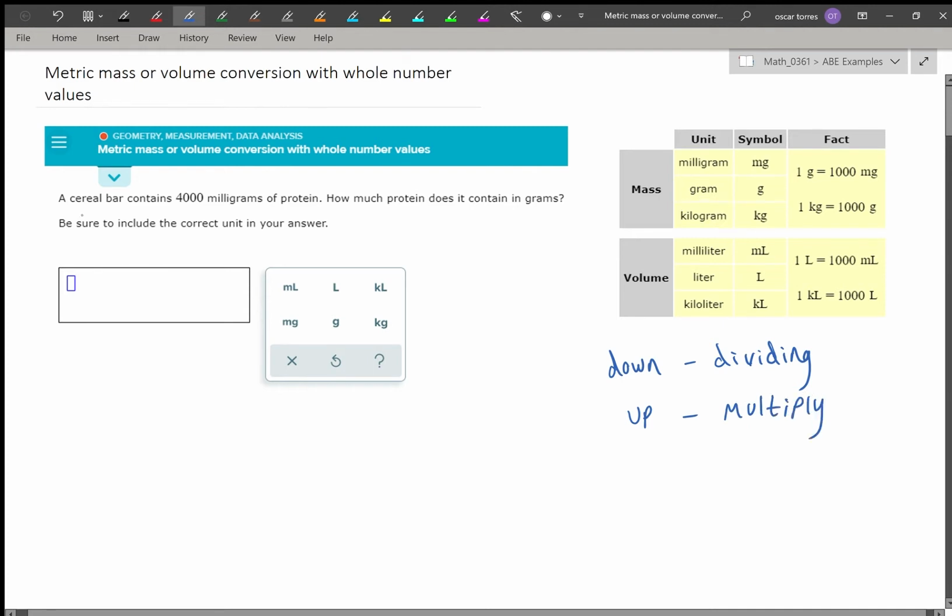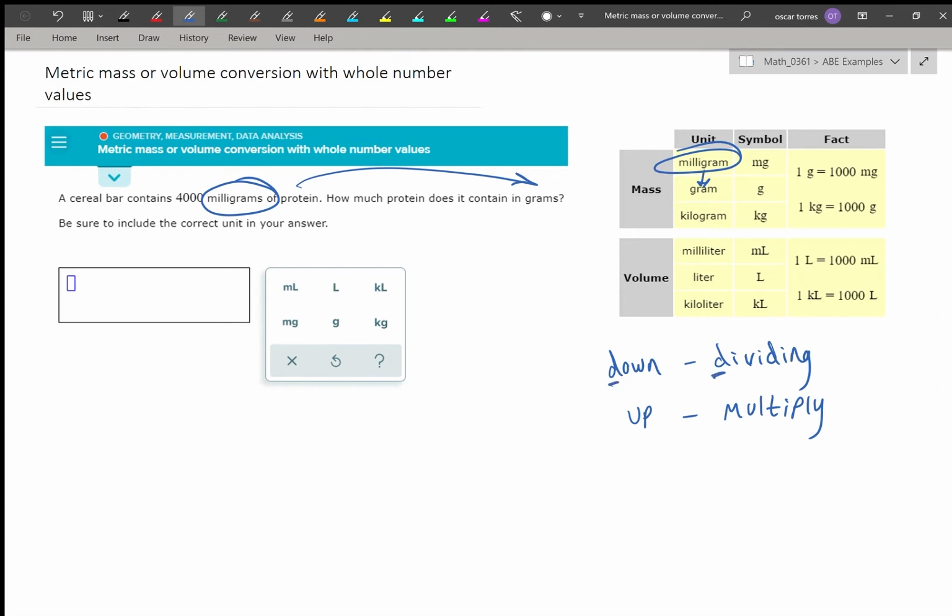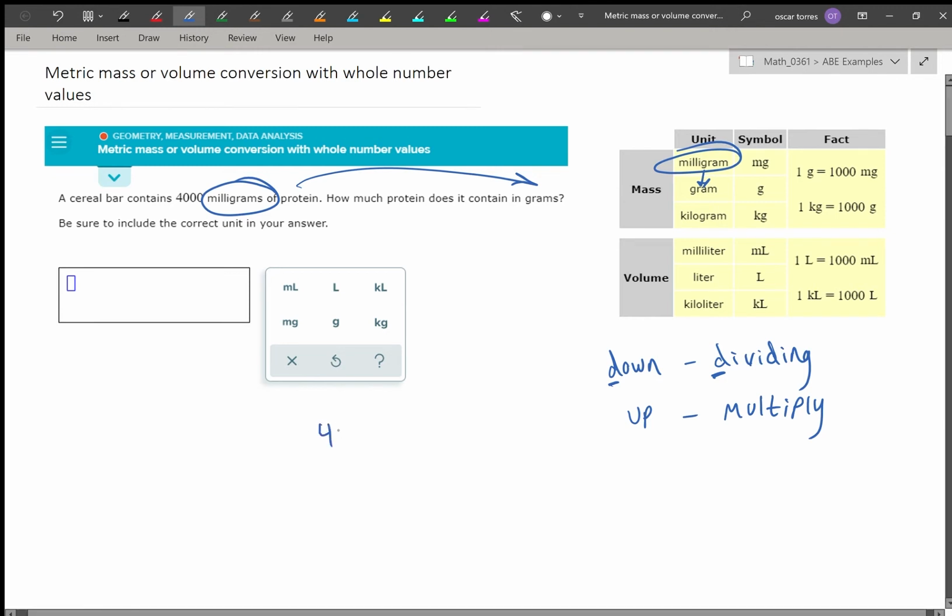For this problem, they tell us that a cereal bar contains 4,000 milligrams of protein. How much protein does it contain in grams? So we start off with milligrams and we want to convert this to grams. In terms of our table, we're starting here on milligrams and we're moving our way down to grams. Because we're working our way down, we're going to be dividing that value by 1,000. So we're literally going to take that 4,000 and divide it by 1,000. This will result in the number 4, and this 4 will be measured in grams.